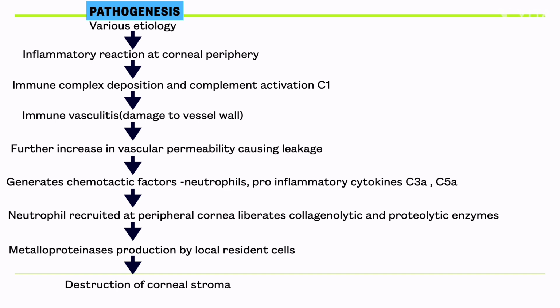These neutrophils release collagenolytic and proteolytic enzymes, including MMPs. And also local corneal cells produce MMPs, amplifying the tissue damage. The final result is stromal destruction, leading to thinning and possible perforation. So PUK is essentially an immune-mediated vasculitis leading to enzymatic corneal melting.